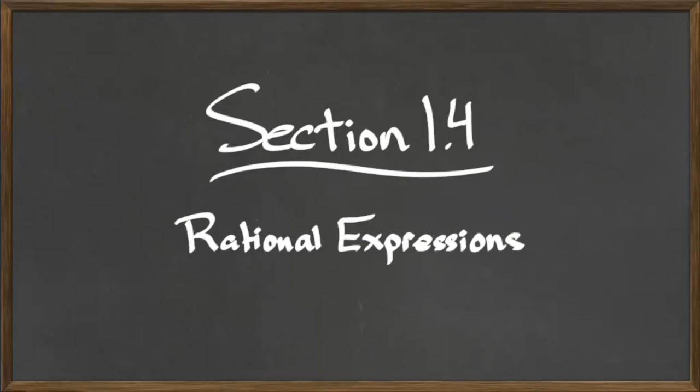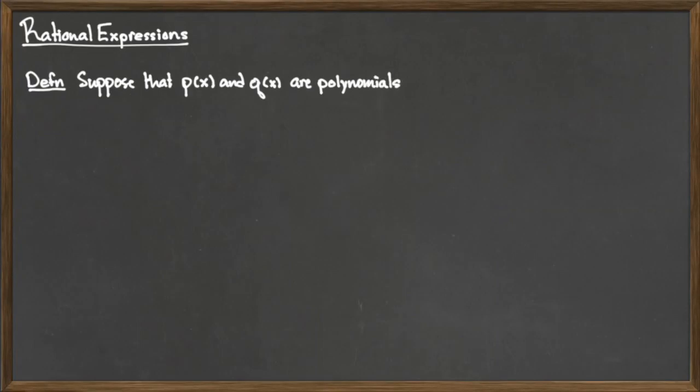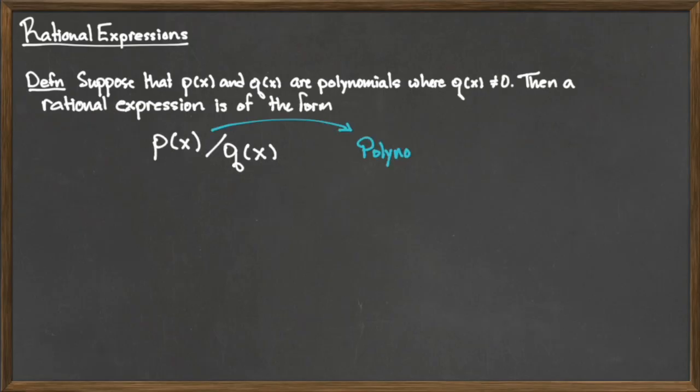Hey everyone, in this video we'll talk about rational expressions. Suppose that we have polynomials p(x) and q(x), where q(x) is not equal to the constant function 0. Then the quantity p(x) divided by q(x) is what is known as a rational expression. Basically, I earn the word rational expression when I have a polynomial divided by another polynomial.